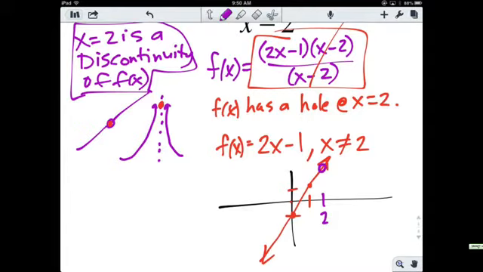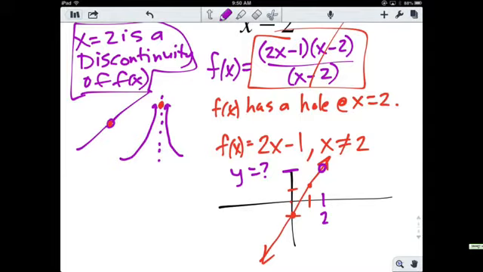So, if I'm interested in what the y value of the hole is, how could I use the 2x minus 1, which is what the graph looked like before the hole was taken out? How could I use that equation to find the y value of the hole? Plug in a 2 for x, yeah.